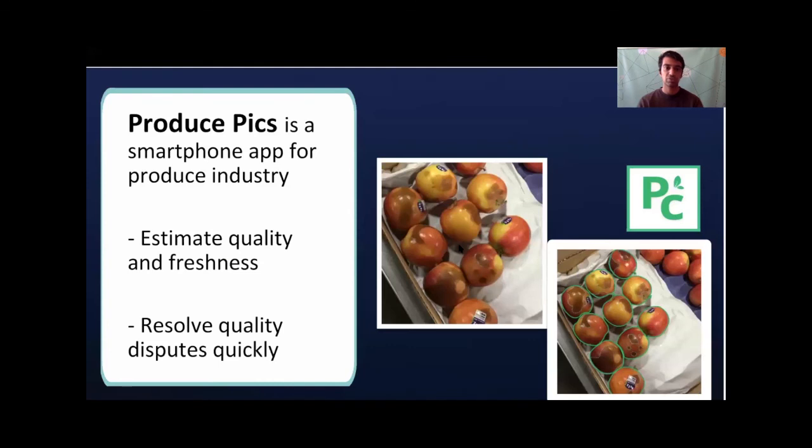Where produce is farmed and where it is distributed from can be thousands of miles apart, and a weakness in our current food supply chain is the inability to track its quality as it goes from farmer to distributor. This leads to conflict between farmer and distributor over the quality of the produce as it could spoil during its journey. ProducePix is an app that allows users to evaluate the quality and freshness of produce. We use human-integrated AI to quickly evaluate quality, thus helping resolve disputes.